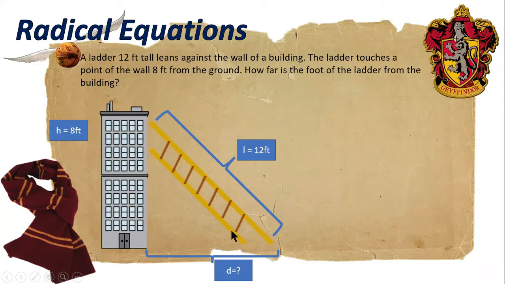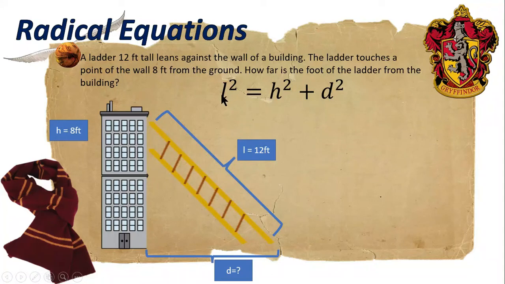Okay, and then the problem tells us how far the foot of the ladder is from the building. So from this building to the ladder. Okay, so I let this wall be the h or the height of the wall, 8 feet, and then the hypotenuse or the ladder that leans against the wall is 12 feet, and then I let this measurement be d because it stands for distance. Okay, so this will also be in the Pythagorean theorem because it is a right triangle.